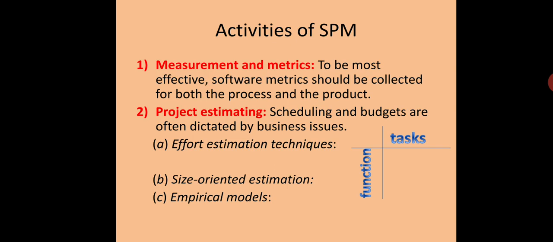The second activity of SPM is project estimating. Whenever we say estimating, we have to estimate time and we have to estimate cost. Whenever we have to estimate time, scheduling comes into picture, and whenever we have to estimate cost, budgeting comes into picture. So the role of estimating within a software process is kind of a check, so that the predefined deadlines and the budgets are properly established by the management.